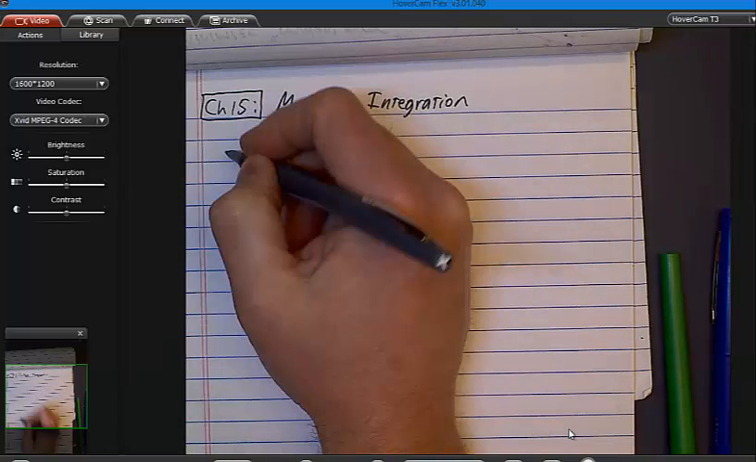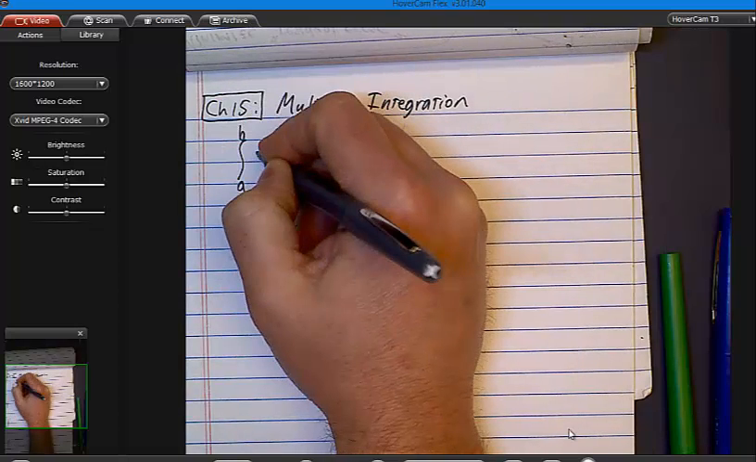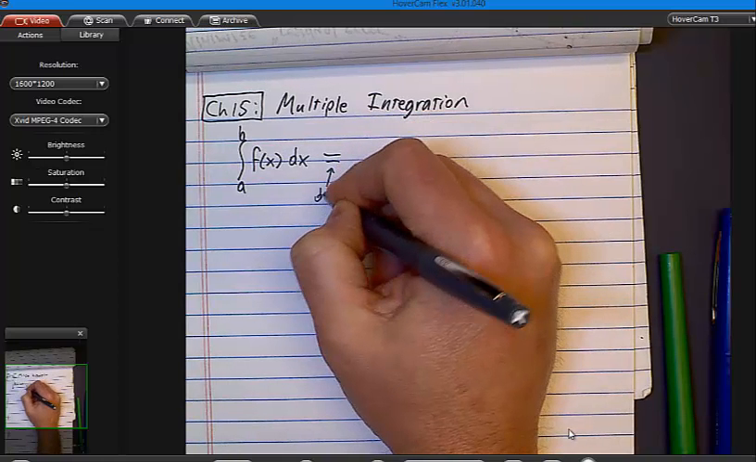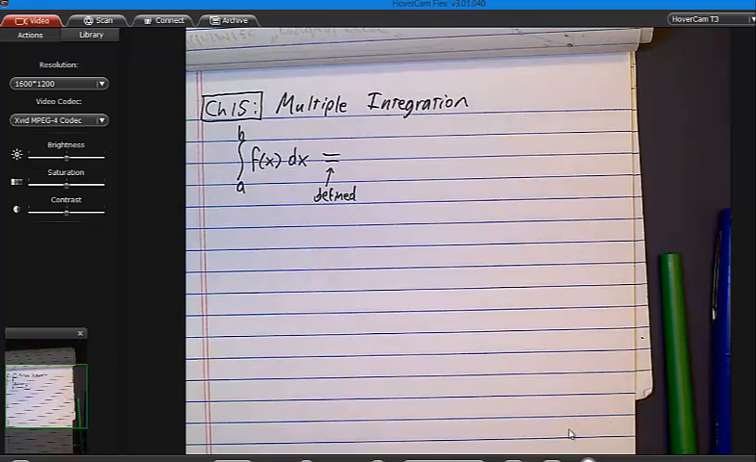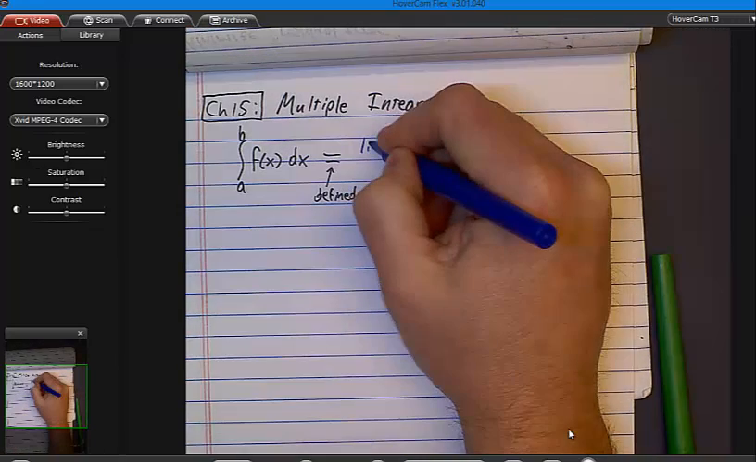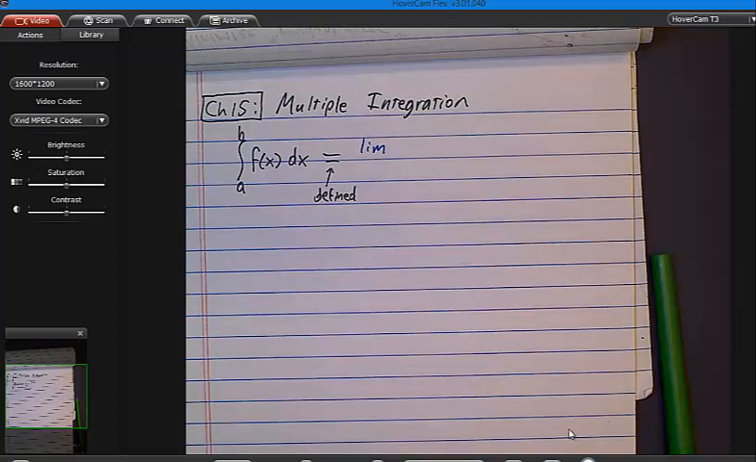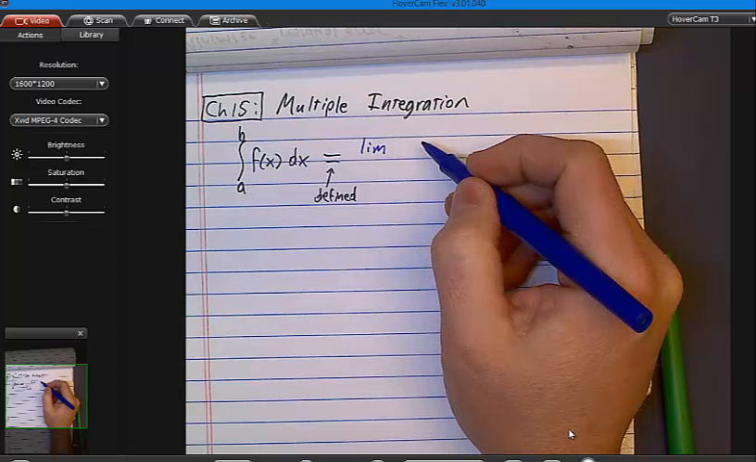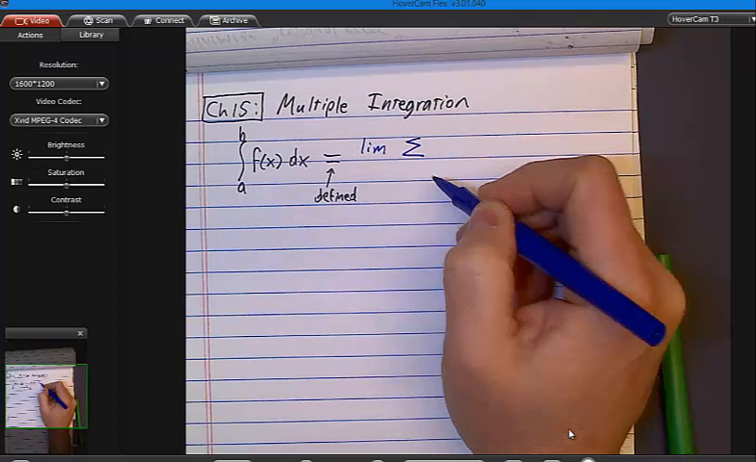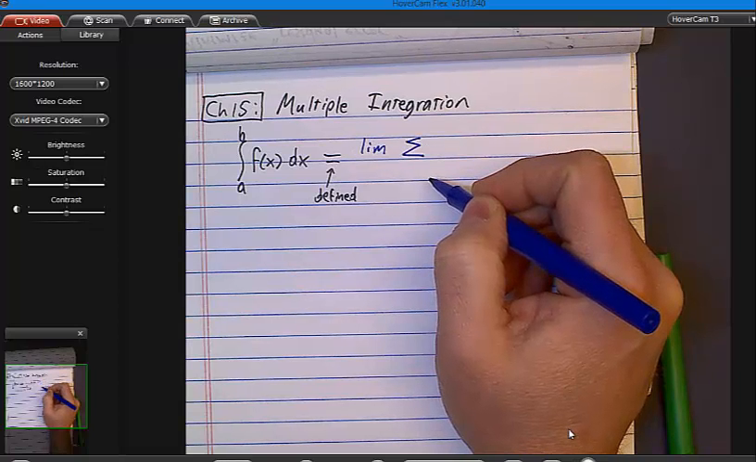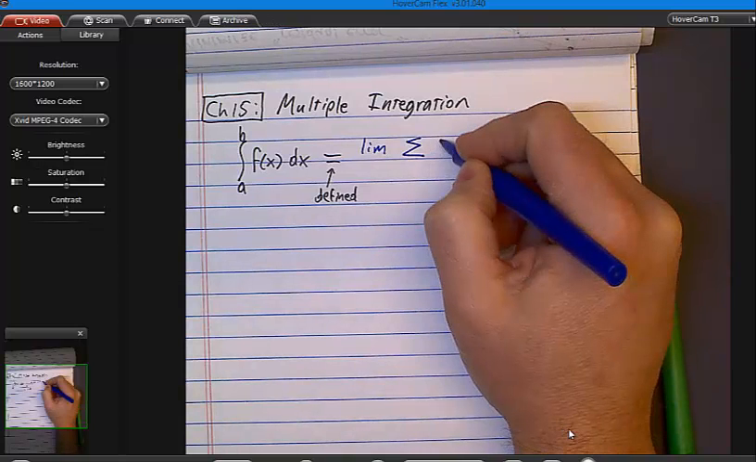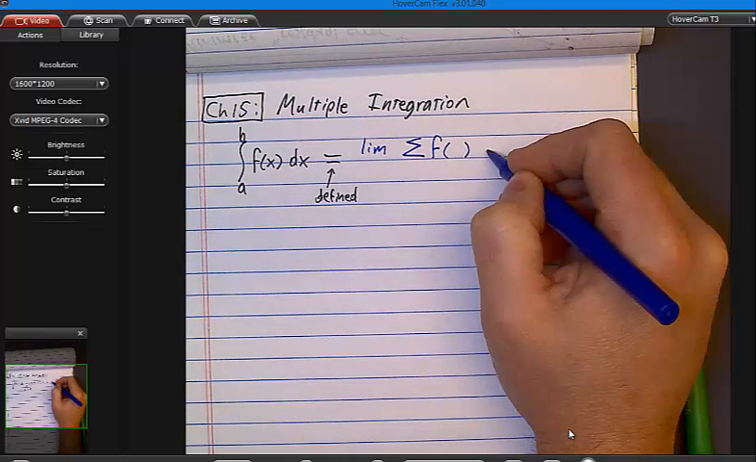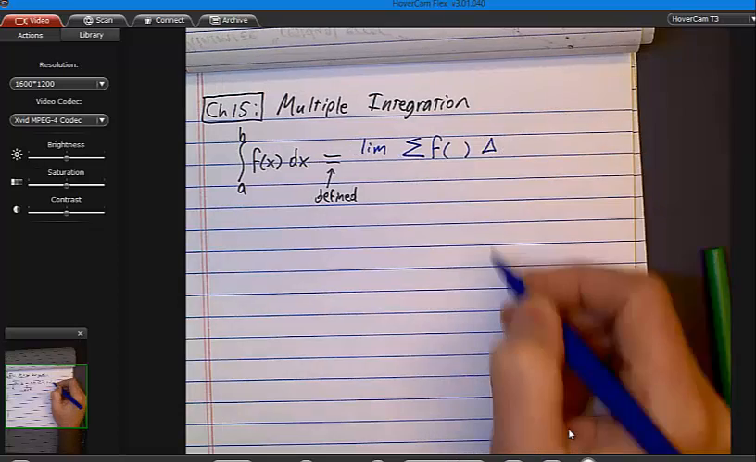And so the way it's usually defined, the integral from a to b of f of x dx is defined to be equal to a limit. Limit of what? Limit of this thing called a Riemann sum. A Riemann sum looks like this. It has a function here, and then it has a delta over here.